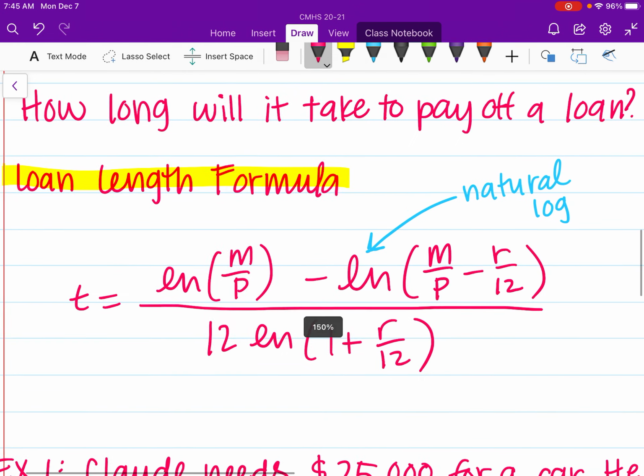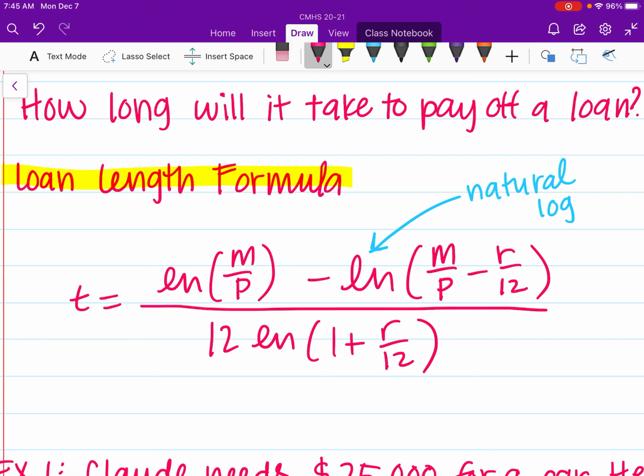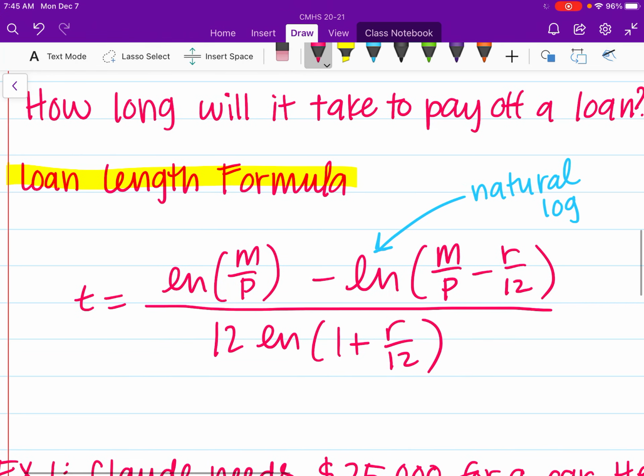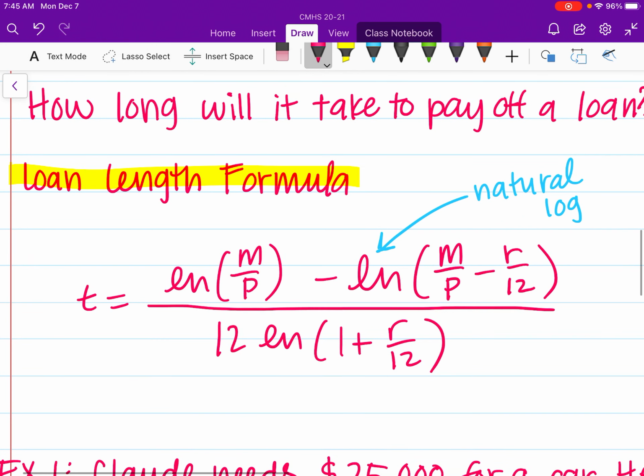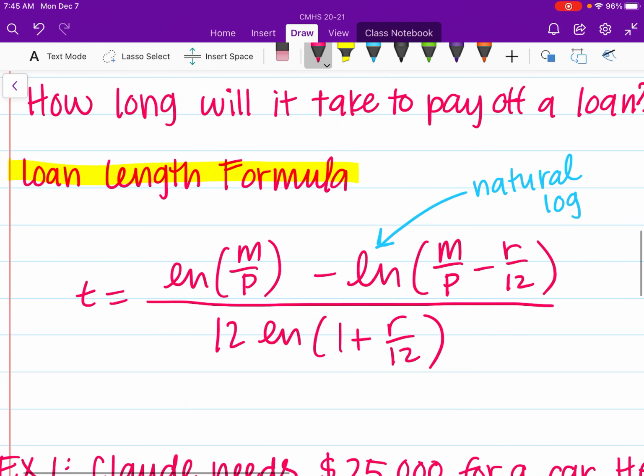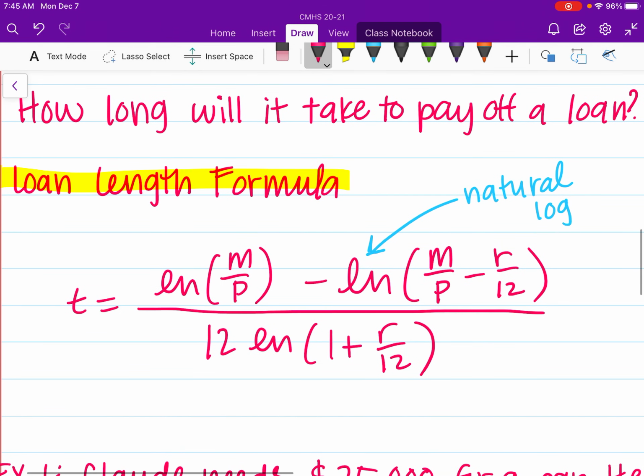How long will it take to pay off a loan? Here is the loan length formula. This right here is LN in cursive, and it means natural log. So it's the logarithm. I don't know if you guys have seen that before, but hopefully you have. This is just a button on the calculator. But we're not using our calculators. We would in class, but I'm not going to make you use them outside of class.